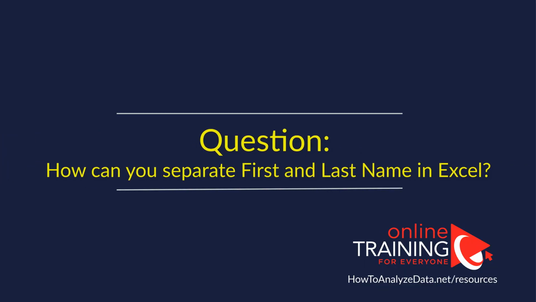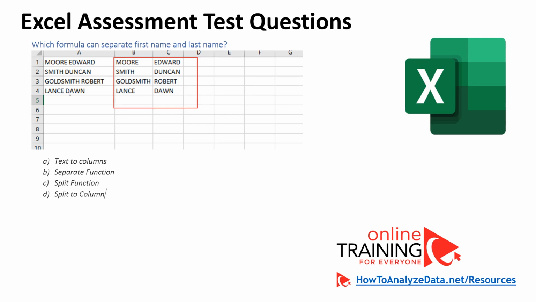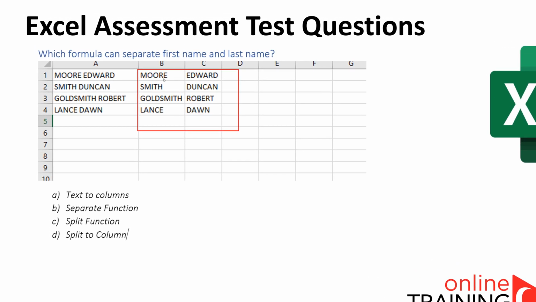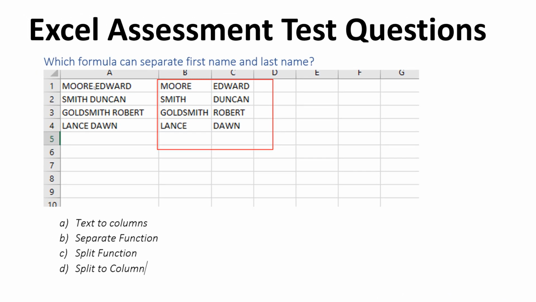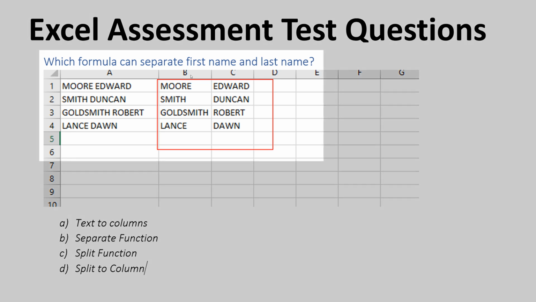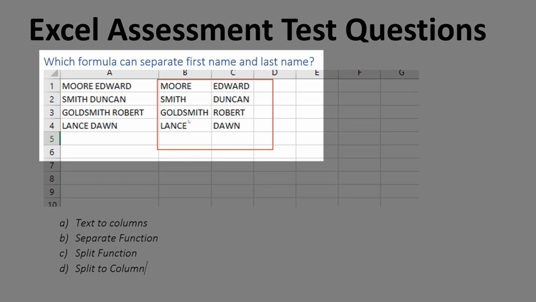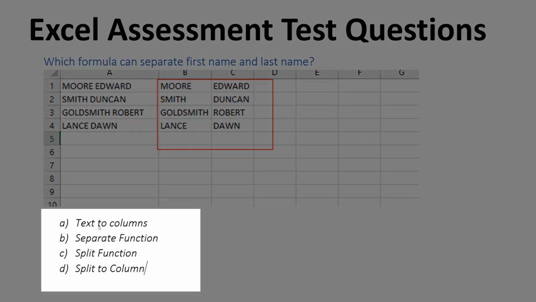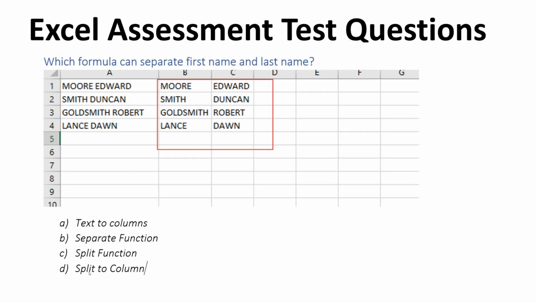A lot of times when you work with data from another source, you may need to separate the data into separate columns. For example, here we see a combination of first and last name in column A, but in columns B and C, you see these values as separate values. So how would you do it? Which Excel function would you use? You're presented with four different choices: text to column, separate function, split function, and split to column. Which one would you choose?